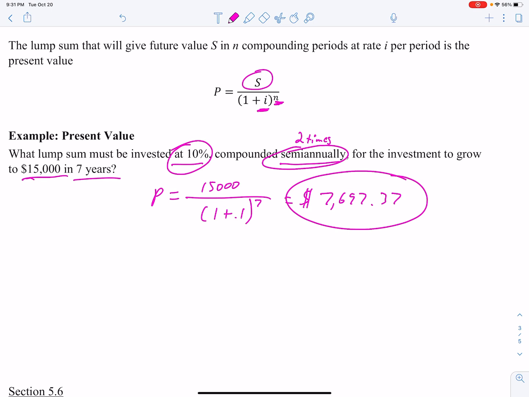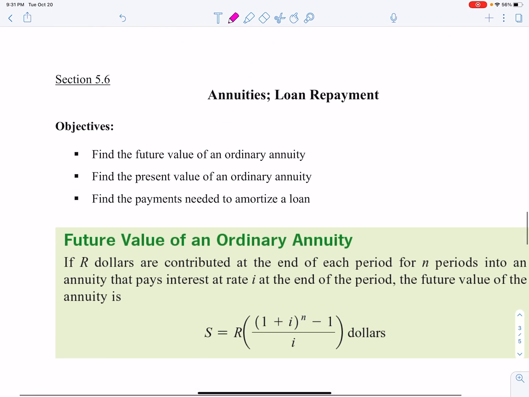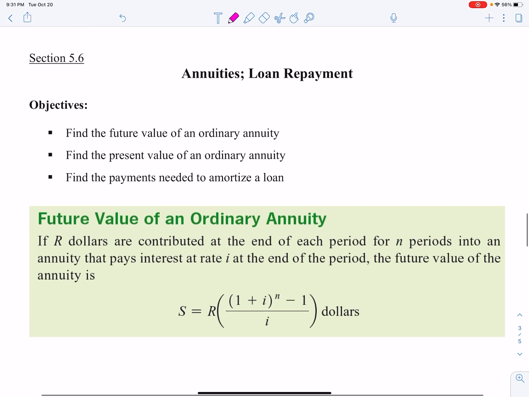All right. So that's section 5.5. So we're on to 5.6. In 5.6, I'm only going to talk about the equations, and how to plug these in, or what each variable means. I'm not going to go through any examples, and there's not going to be any homework on 5.6. All right, so annuities and loan repayments.